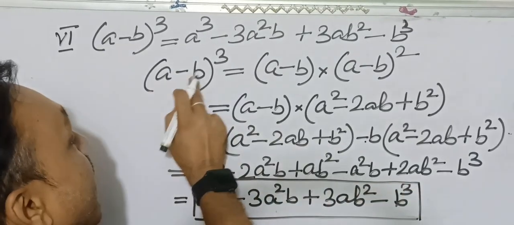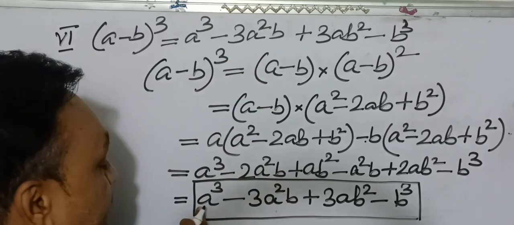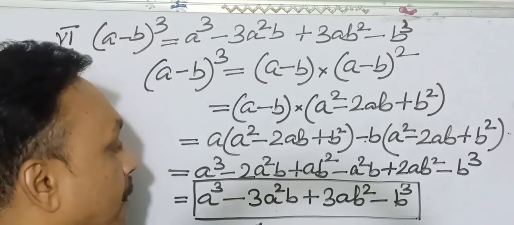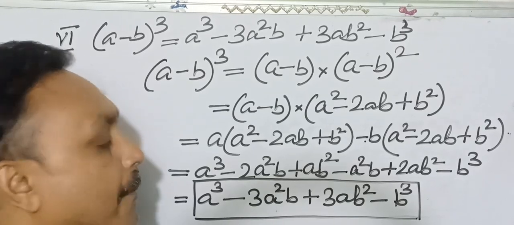That is (a − b)³ is equal to a³ − 3a²b + 3ab² − b³.